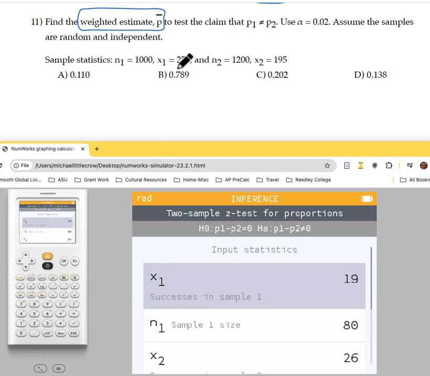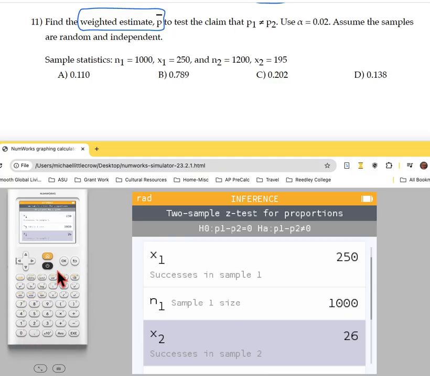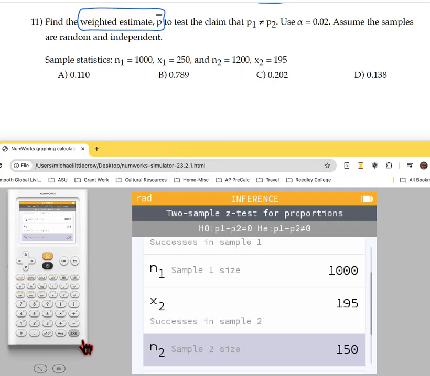X, the number of successes is 250. So again, be careful how you enter it, because it's very easy to enter the wrong number. Put the sample size first. Sample size is 1,000, so we put that under sample size of sample 1. Number of successes in the second sample was 195, and it has a sample size of 1,200.